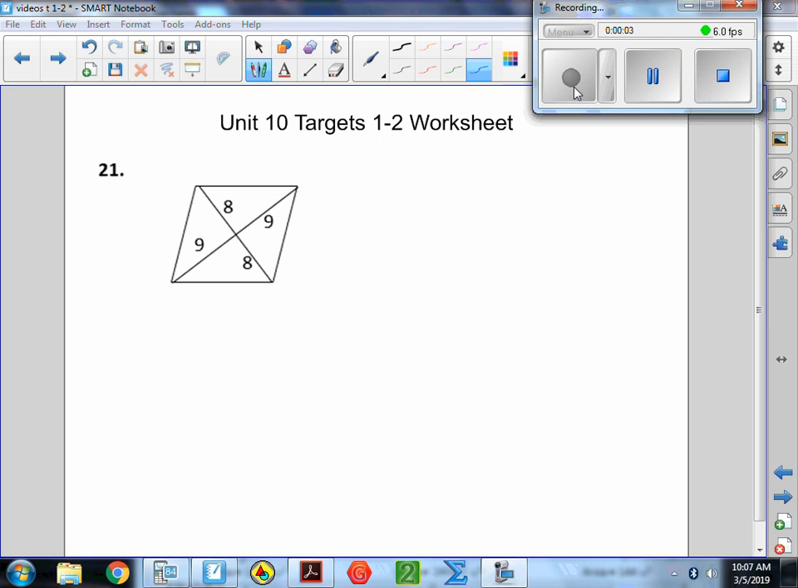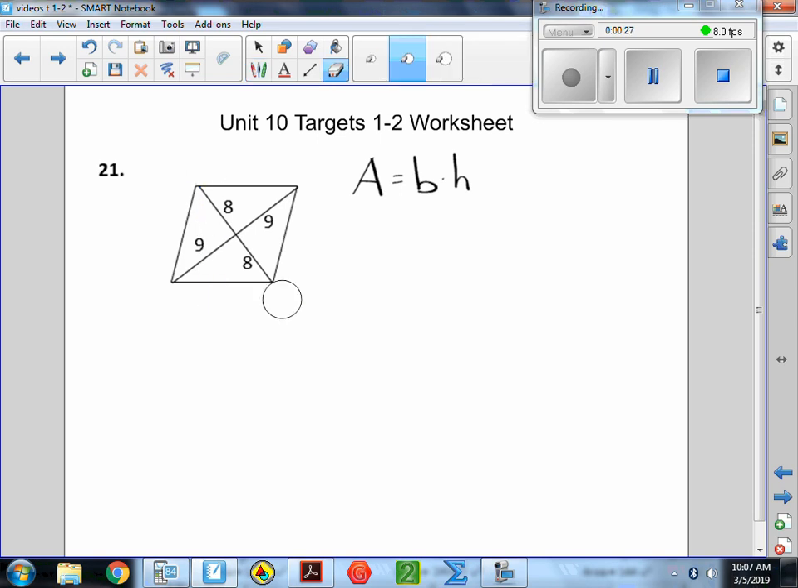Okay, 21 on the worksheet. You're given a rhombus, and you're asked to find the perimeter and the area. So for a rhombus, the area formula, the base times height, doesn't work that great because right now I don't have the base, which I could find, but I also don't have the height, and the height would be tricky to find. So what we did in class is we came up with another formula.